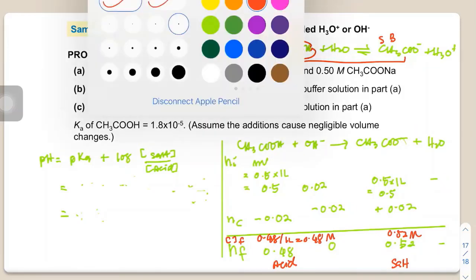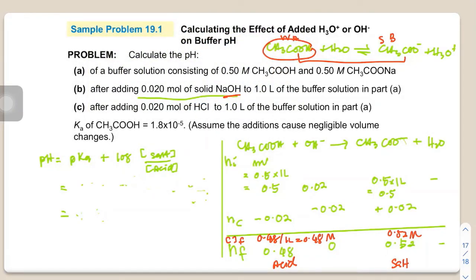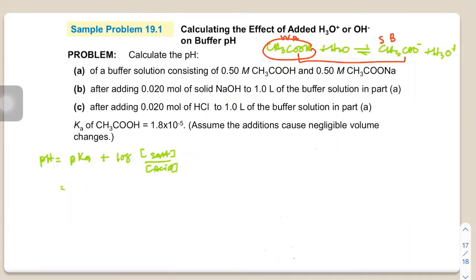So plug into the equation. pKa, negative log 1.8 times 10 negative 5, plus log of the salt, 0.52, over 0.48. Then we just press the calculator, then we'll get the answer 4.77. Let's look at question C.